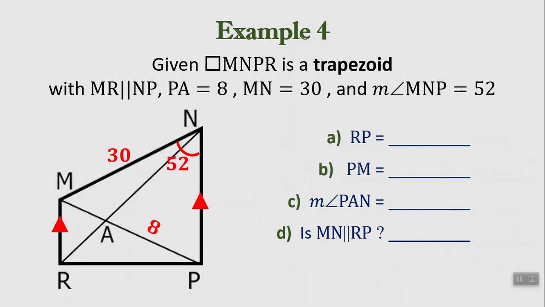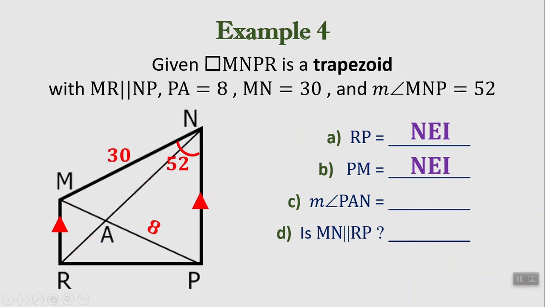Let's see what it's asking. RP. RP is the length of a side. We don't know enough information here. We know it's not going to be the same as MN unless we're told additional information. And so our answer is not enough information. PM, that's the entire diagonal. We know that PA is 8, but in a trapezoid, the diagonals do not bisect each other unless it's a special case situation and we're not told about anything special going on here. So we can't make any assumptions about MP and how it relates to the two pieces. So we're going to, again, have to say not enough information.